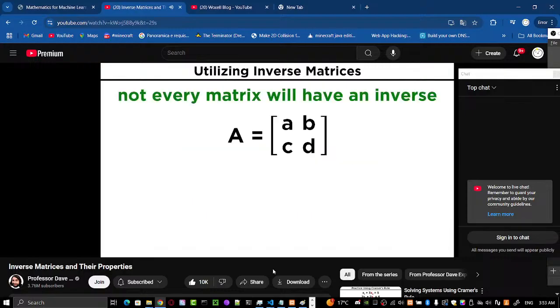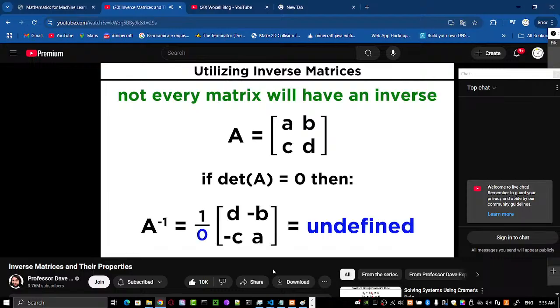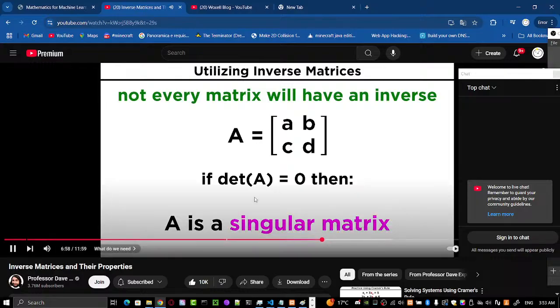We should also note that not every matrix will have an inverse matrix. If a matrix has a determinant that is equal to 0, its inverse will involve dividing by 0, which is undefined, and that matrix will therefore not have an inverse. Such a matrix is called a singular matrix.